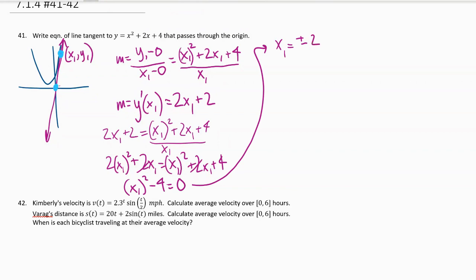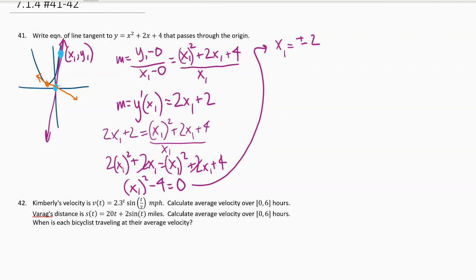Which means I have what I've drawn up here, where I have a positive x value. But I'm also going to have something over here, and it's not an exact graph, but it's going to be like here, where the tangent line passes through the origin and passes through x equals negative 2 on that function. And so we actually have two equations of the line tangent that will work here.